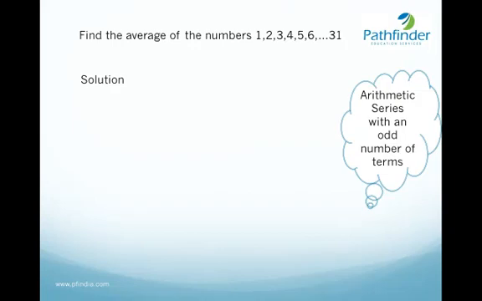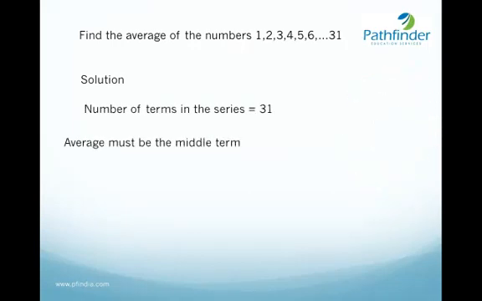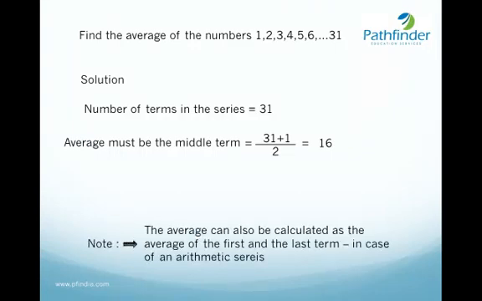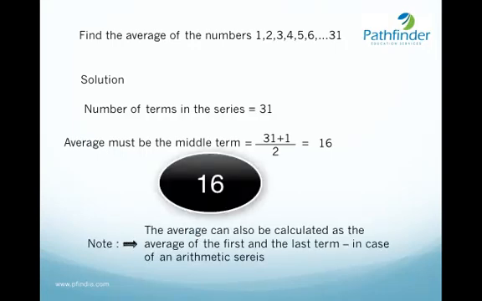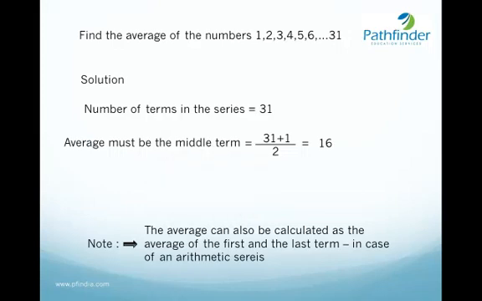So according to our previous discussion, the average of this odd number of numbers in a series must be equal to the middle term. So what is the middle term? The middle term must be the (31 plus 1) divided by 2, that is the 16th term. And the 16th term in this case is equal to 16. We can also find the average of a group of numbers in a series as the average of the first and the last number of the series. In this case, the first number is 1 and the last number is 31. So if you find the average of 1 and 31, you will still get the answer as 16.